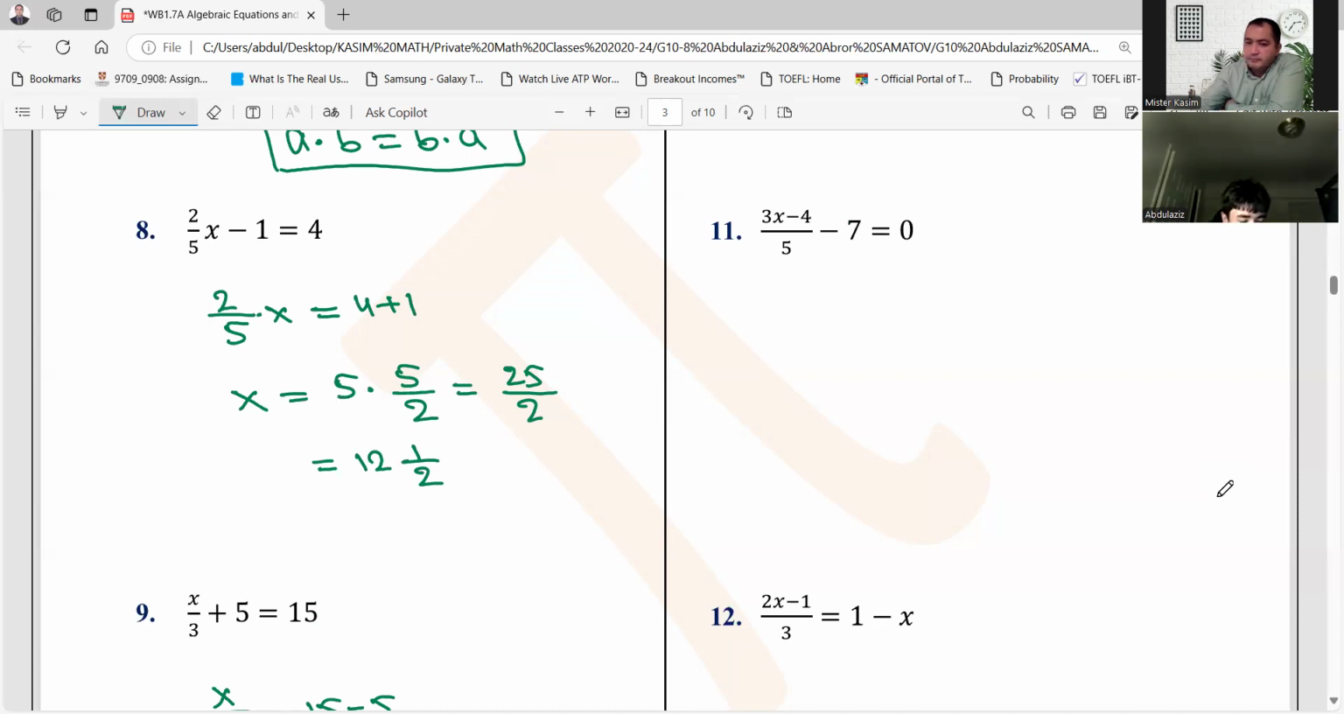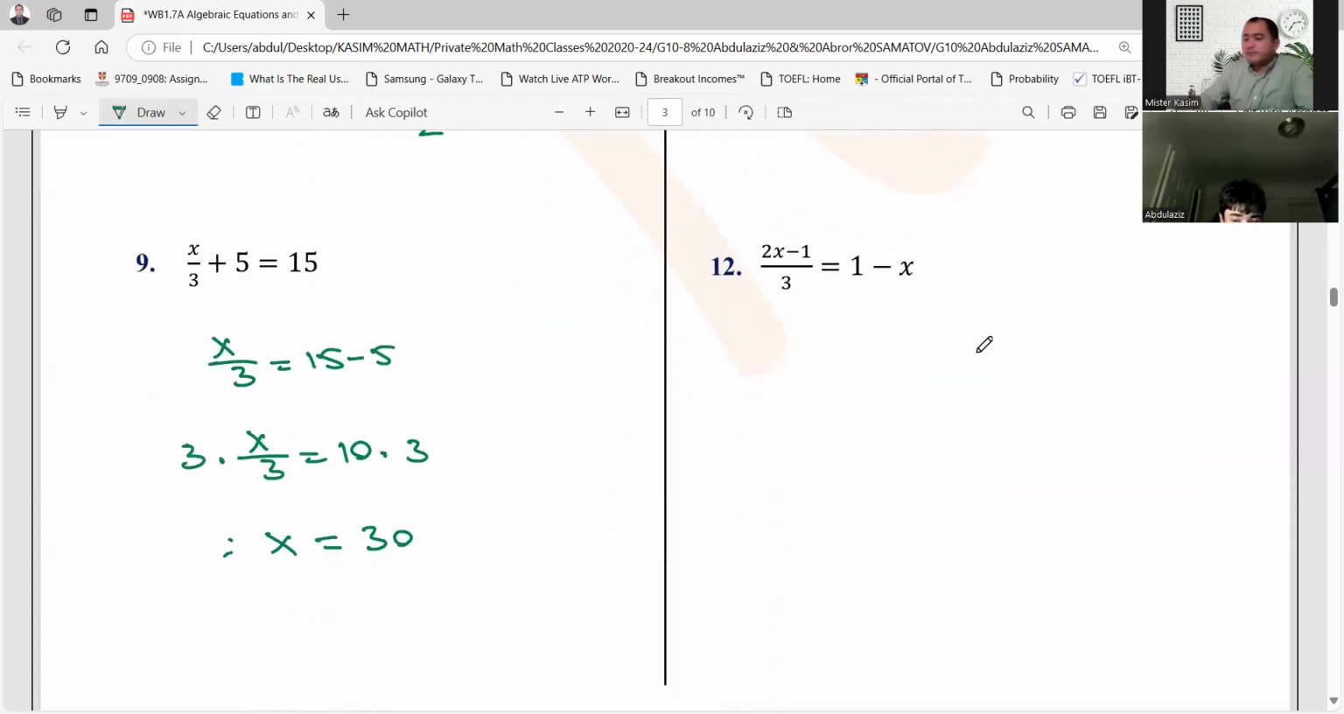13. 35, 39, 13. Very good. So x is equal to 13, right? Move negative 7 to the right-hand side, multiply by 4, 5, 35, add 4, 39, divided by 3, right? Okay, next question, 12.